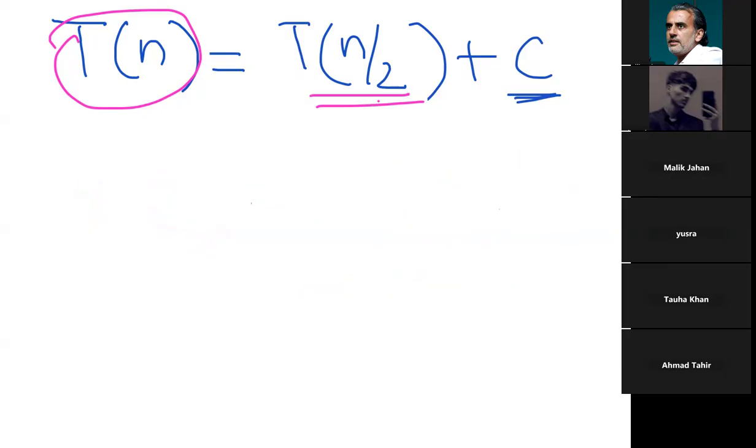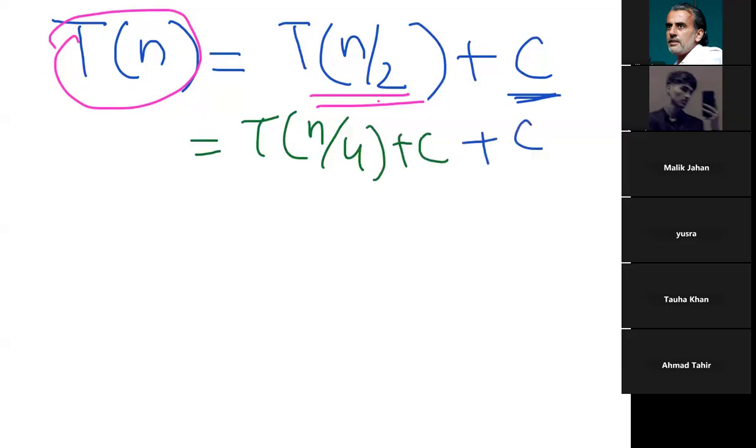So this thing will become T(n/4) + c, and the previous c will remain as it was. So we can write this whole expression in a slightly simpler form, and that is T(n/2^2) + 2c.